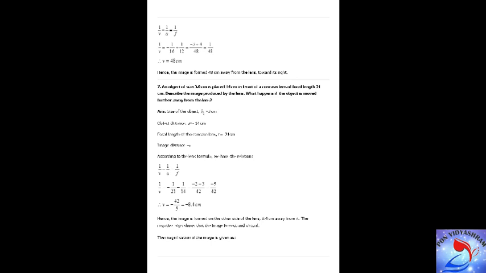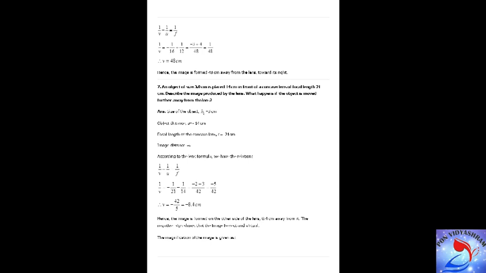Then question number 7. An object of size 3 centimeter is placed 14 centimeter in front of a concave lens of focal length 21 centimeter. So they have given an object size. H1 is 3 centimeter and it is placed 14 centimeter in front of a concave lens. It is understood that it is the object distance, and the focal length is 21 centimeter. So we have to find the image produced by the lens and what will happen if we move the object away from the lens.